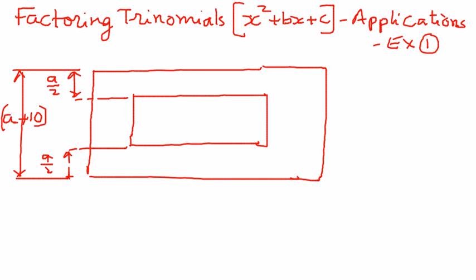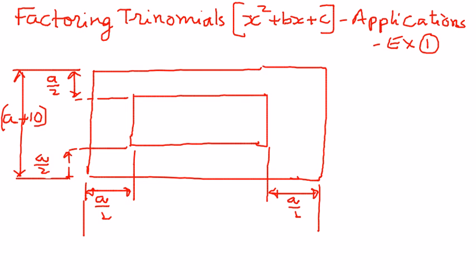Let me write this a bit more clear. This is a over 2. And similarly here, if this dimension is also a over 2, and if this dimension also is a over 2, and we do not know what this long side is, we want to go find this side. We want to find this side.